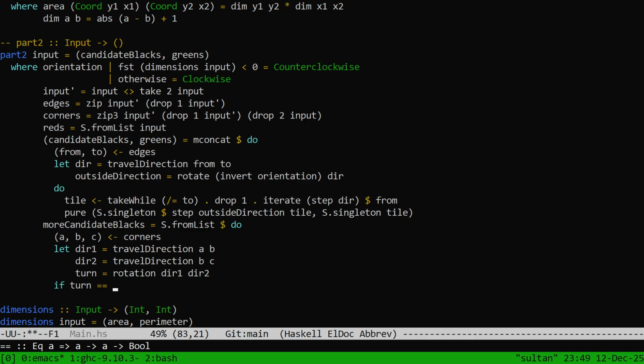Oh, I can actually... You don't get the chance to do this very often. Wait, what is when... Oh, do I just want guard again? I guess so. Guard that turn is equal to orientation. So if our turn is in the same direction as our orientation, continue. Otherwise, abort this iteration of the loop. Yeah, that all looks right.